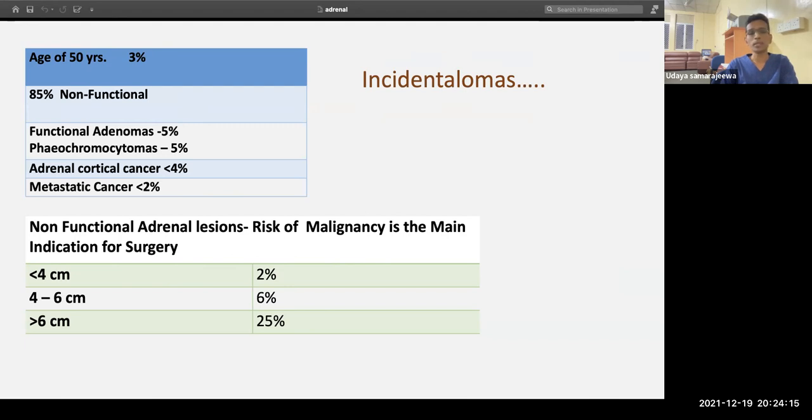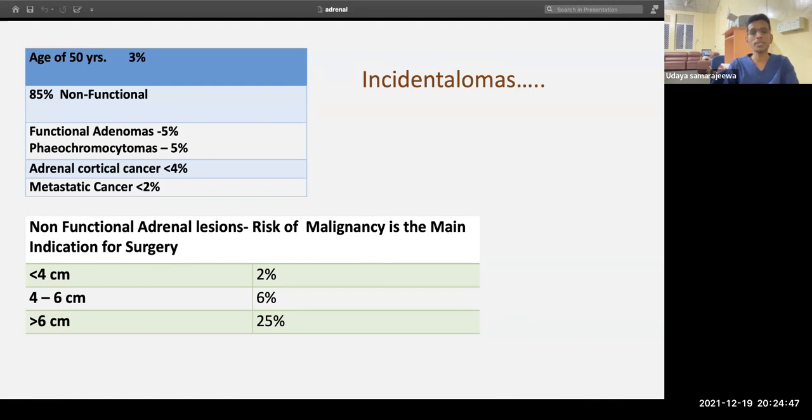Now, if you look into the non-functional adrenal lesions, that is the 85% of these, there is a management dilemma. Do we need to take out all of these lesions? So how do we decide this? The decision is made on the risk of malignancy of these non-functional adenomas, because you can't identify malignancy just by looking at the CT. But size is a very good indicator of malignancy.